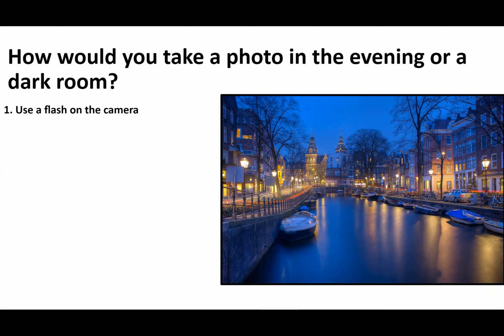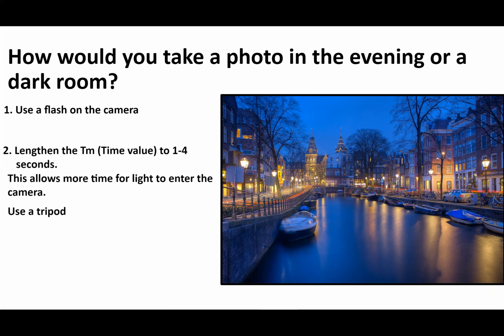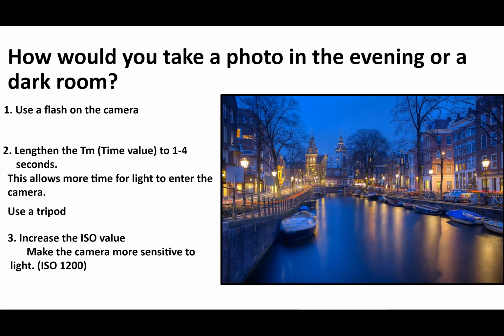How would you take a photo in the evening or a dark room? You use a flash on the camera. Lengthen the time value, like how long the exposure is. This allows more time for the light to enter the camera, and use a tripod. Obviously, if you're going to have light entering the camera for a few seconds, you don't want to be shaking, right? So use a tripod. Increase the ISO value, which makes the camera more sensitive to light. Those are 3 things you could do if it's in a dark scenario to be able to see more.